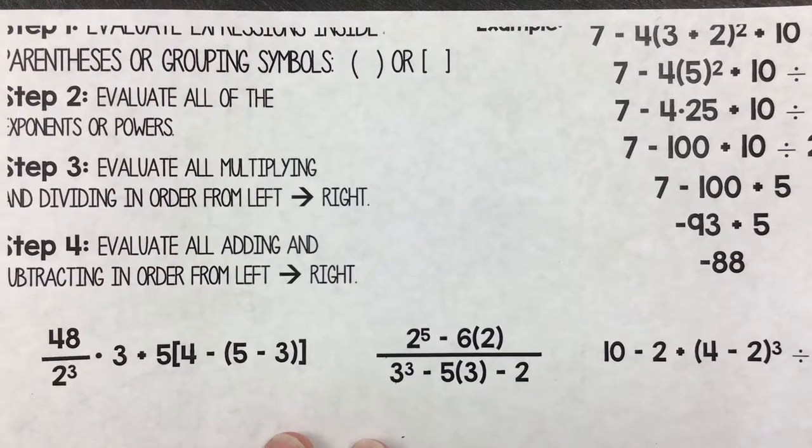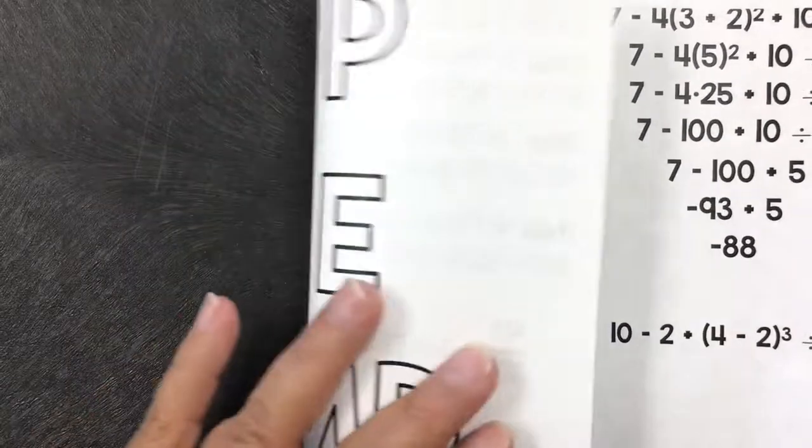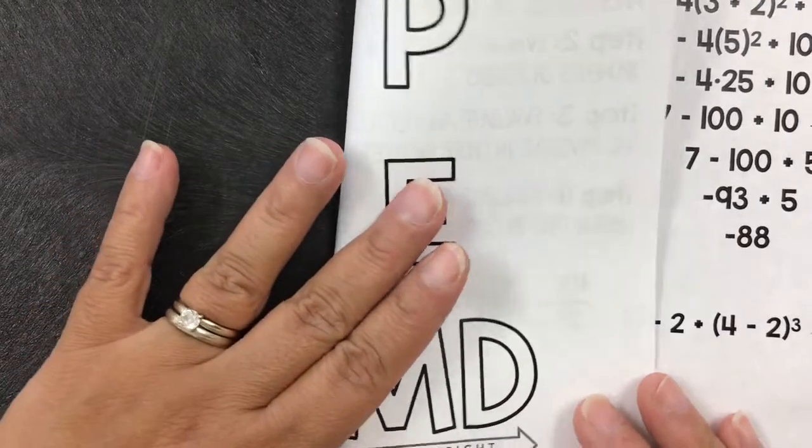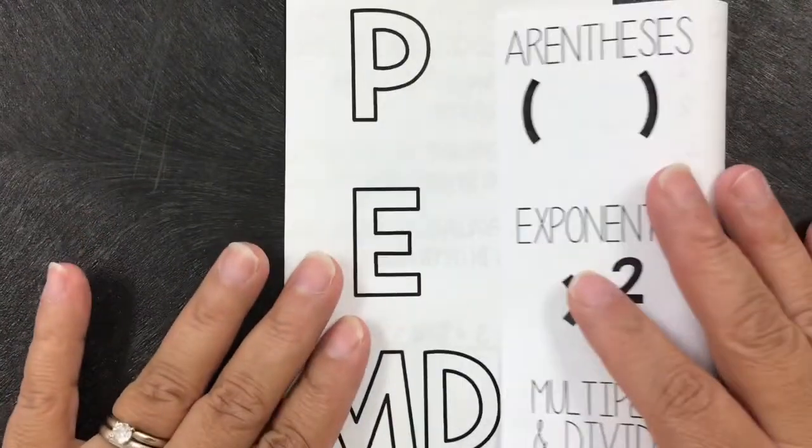This video is for order of operations. And how we fold this foldable is this way. You're going to fold it like this, and then over here like this.